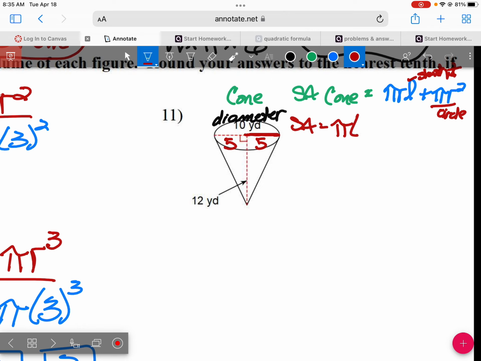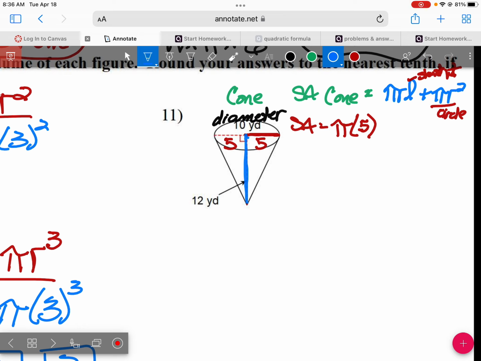So pi times a radius of 5 times slant height. Well, I have this height. Is that a slant height? Did we do this one yesterday? Yeah. The whole thing? Did I do volume too or just surface area? I did volume as well? Oh, well, thanks for telling me because that just saved a bunch of time. So we did 11. Everybody's good with 11.